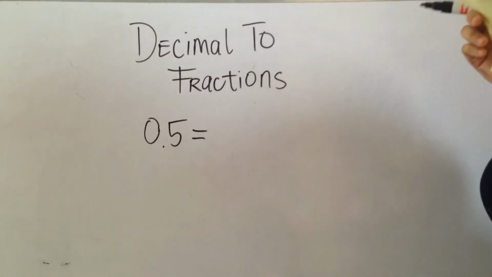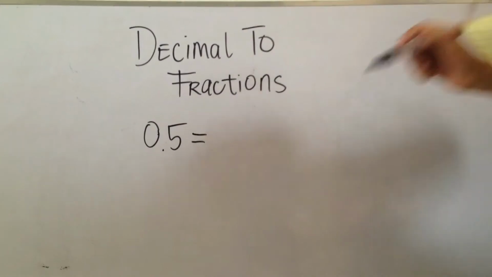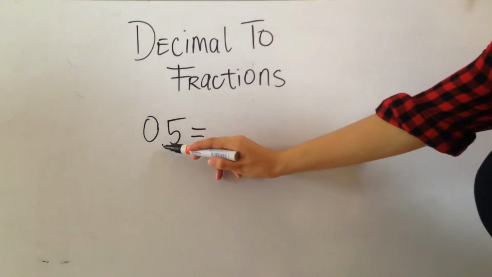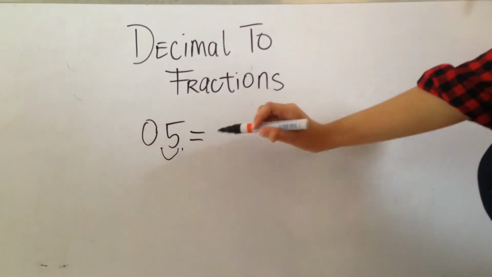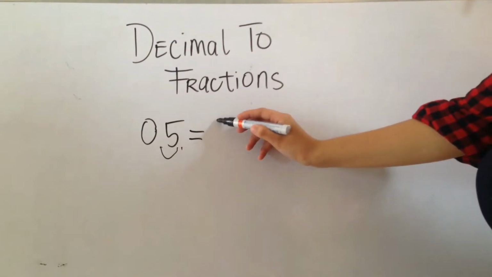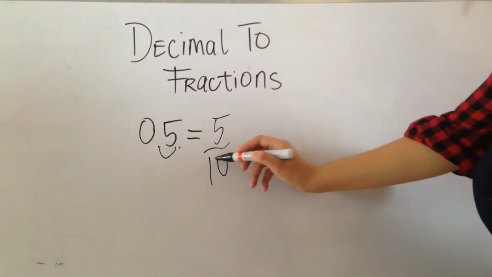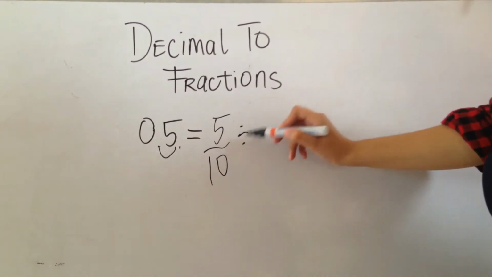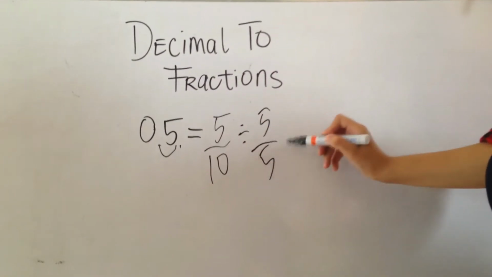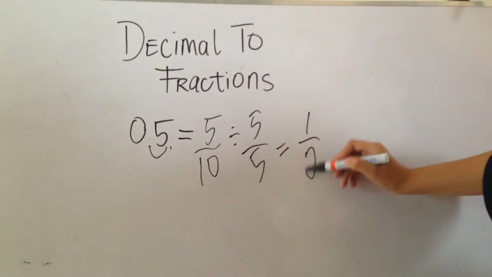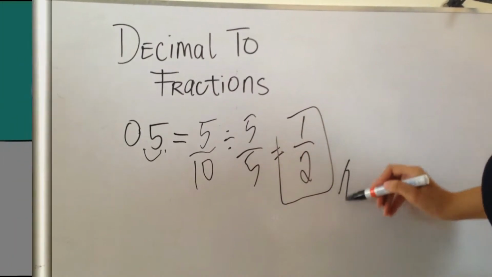For example, 0.5. Starting from the decimal point, count the number of decimal places. Since it has only one, put the number over 10. Then, get the LCD to reduce it to its lowest term. Then, the answer will be 1/2.